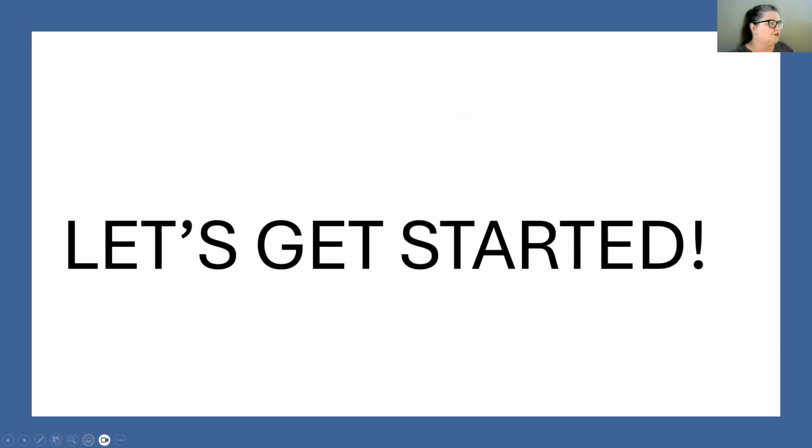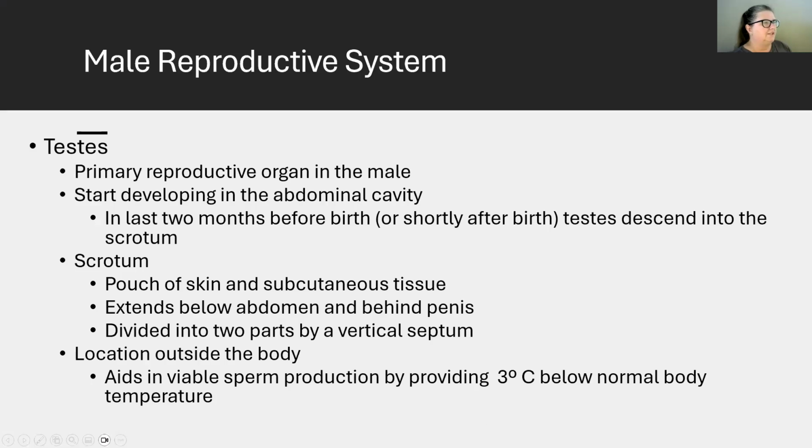And let's get started. All right, so in the male reproductive system, we have the testes. The testes are the primary reproductive organ in the male. They start developing up in the abdominal cavity prior to birth, so even while the child is forming and developing in the womb. In the last 2 months before birth, or sometimes shortly after birth, the testes will descend into the scrotum.